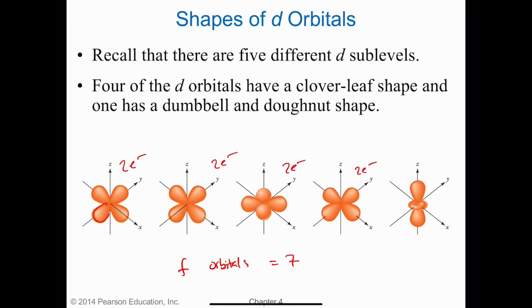So these just happen to have 4 lobes, and since each orbital can hold 2 electrons, 2 times 5 is 10, that's where we got the 10 electrons in the d sublevel from the earlier slide. And then for f, if there's 7 of them, 7 times 2 is 14. That's where the 14 electrons came from in the earlier slide.